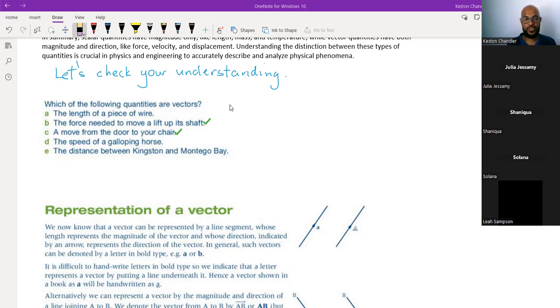The speed of a galloping horse is scalar because that's just telling us magnitude. It's not telling us direction. Distance is also scalar. That's just like length. It tells us the distance between the two towns, but there's no direction involved there. All right. So our vector quantities are B and C. Does everybody understand that now? You all okay with that? Just drop a 1 in the chat if you are. Is that clearer?